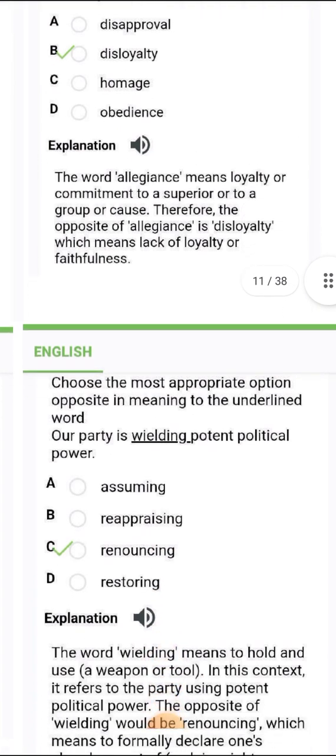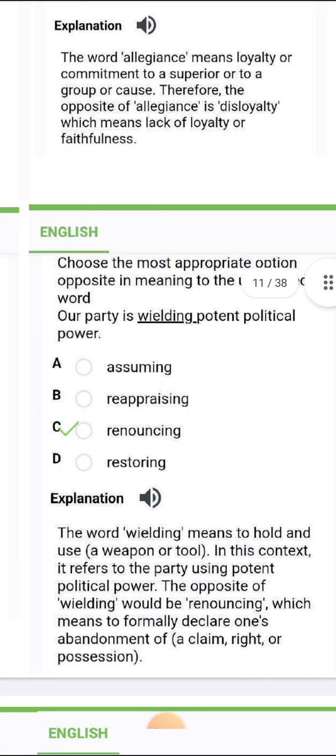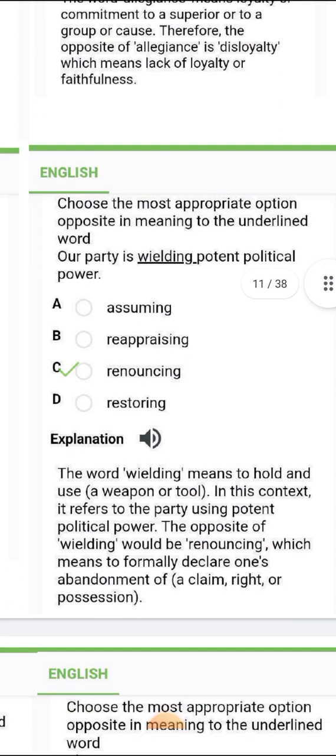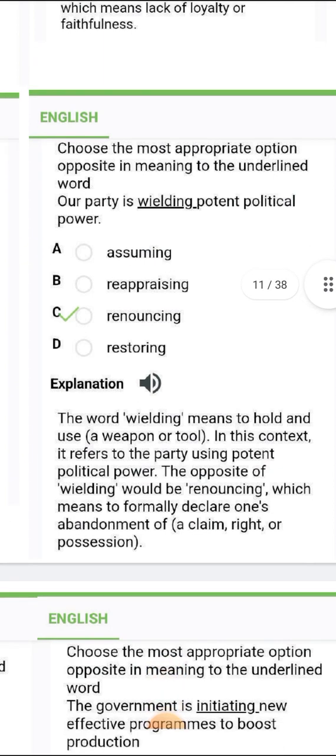So now, we have another one which is wielding. The next one is renouncing. That's the opposite. The word wielding means to hold and use a weapon or tool. In this context, it refers to the party using potent political power. The opposite of wielding would be renouncing, which means to formally declare one's abandonment of a claim, right, or possession.